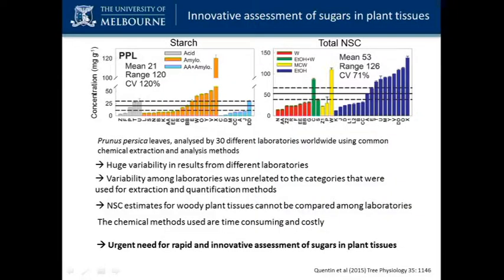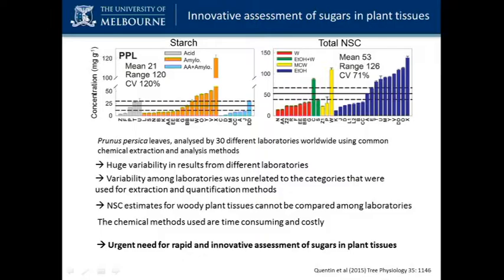If you look at some results published last year in the journal Tree Physiology, and just look at the top two graphs that we have here, it's the concentration of starch or total non-structural carbohydrates of Prunus persica leaves. So Prunus leaf, peach leaves, that were analyzed by 30 different laboratories worldwide. Okay, I'll let that sit for a moment. It's the same material that was sent to 30 labs. And of course, they use slightly different methods.